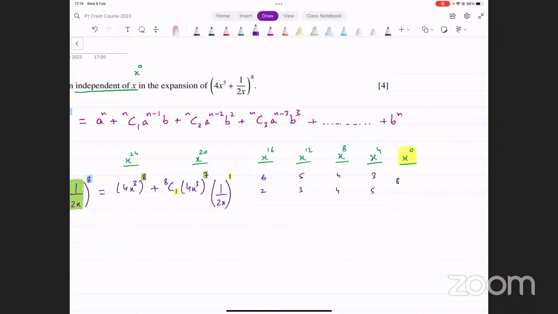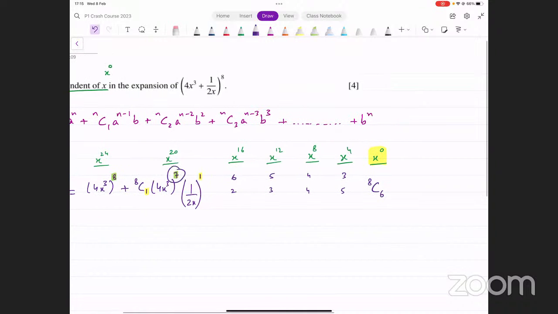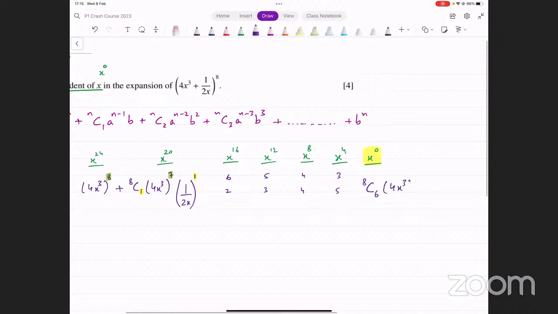So we can say this is 8C6. What about the power of A, power of 4x cubed? It was going like this, 8, 7, and then 6, 5, 4, 3. At this term, it's going to be 2. And then the power of B, 1 over 2x. It was 1 here. It should be 2 then 3, 4, 5. And this is going to be 6 here. So this number reaches 6. And the number in green there, that reaches 2.